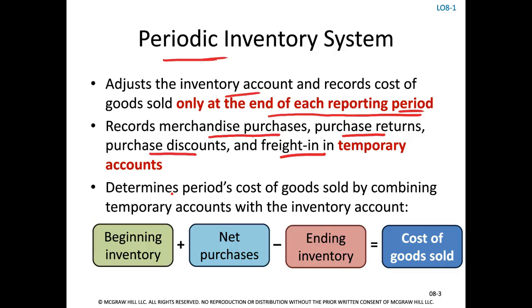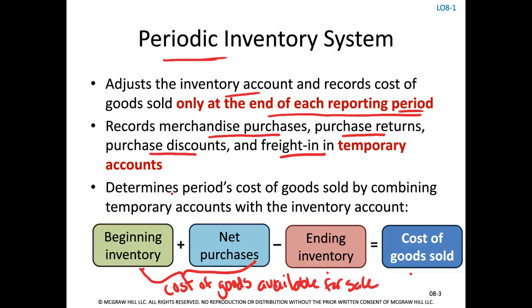the formula to calculate cost of goods sold is the same under the perpetual or the periodic inventory, which is beginning inventory plus net purchases minus ending inventory equals cost of goods sold. I will say the beginning inventory and net purchases gives you the subtotal, which is the cost of goods available for sale. I highlight that point because it will come up later in this recording and various other recordings.